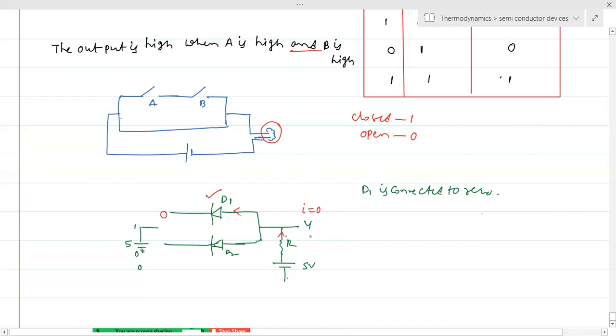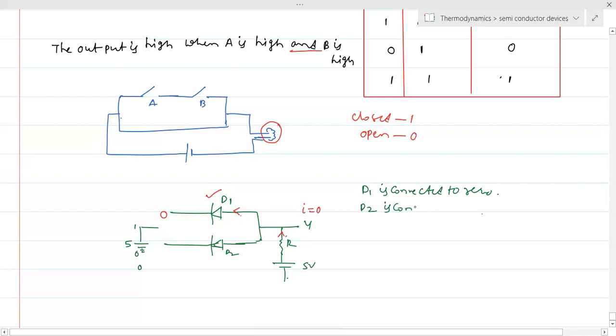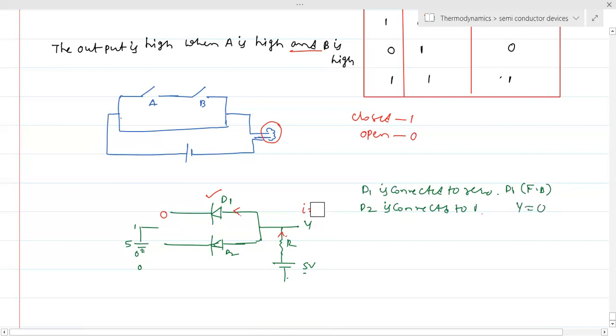So that's why the output is, again I'm explaining, when D1 is connected to 0 and D2 is connected to 1. D1 will be in forward bias, so it will conduct current. Therefore the total current delivered from 5 volts passes through D1, and finally we have 0 output. So Y will be 0. In that way we are explaining the situation.